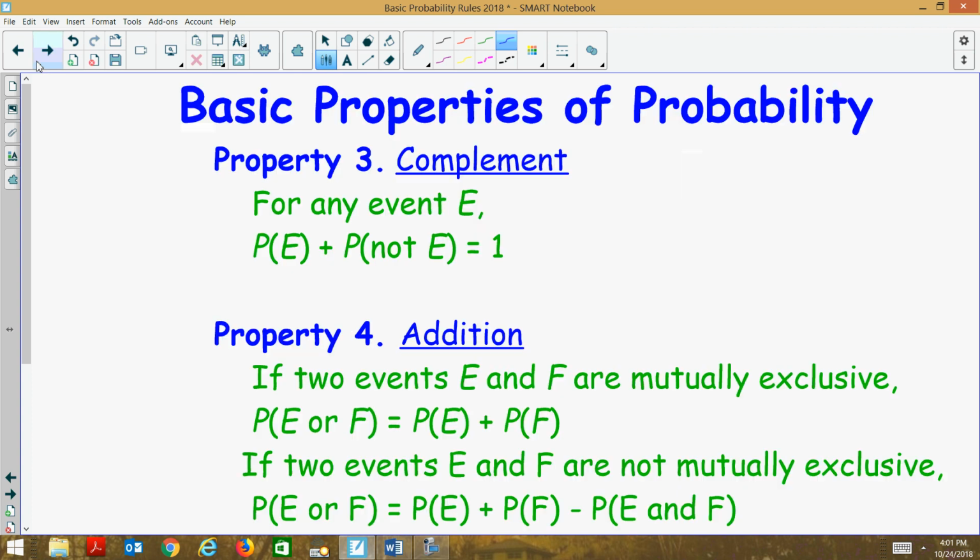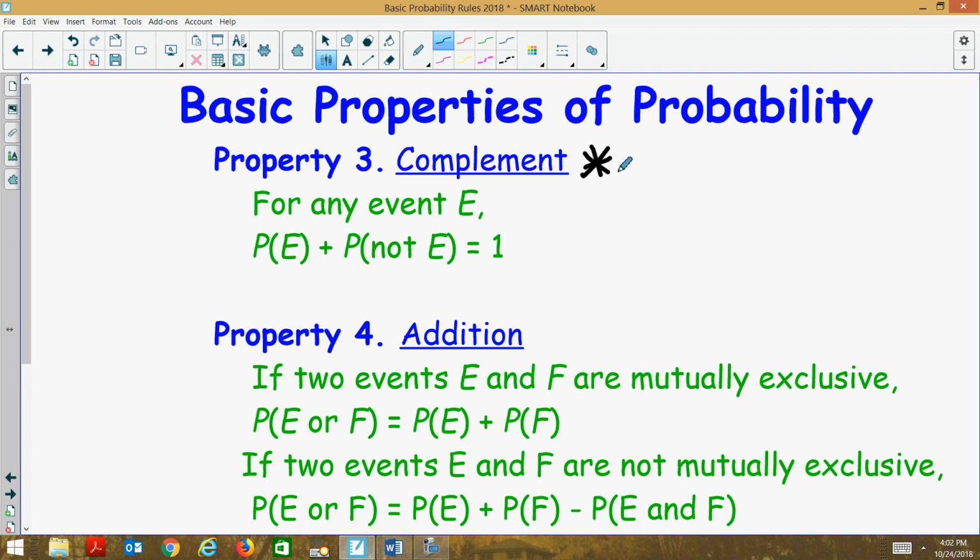These are also probability rules. The first is the complement rule. For any event E, the probability of E happening plus the probability of E not happening, the complement, has to equal 1. So that means that if you know an event, the probability of that event not happening is equal to 1 minus the probability of the event. This is a really, really useful rule, and we're going to see more of that in class as to why.